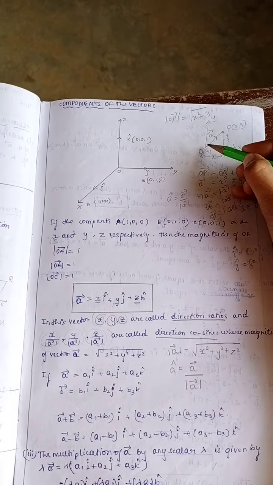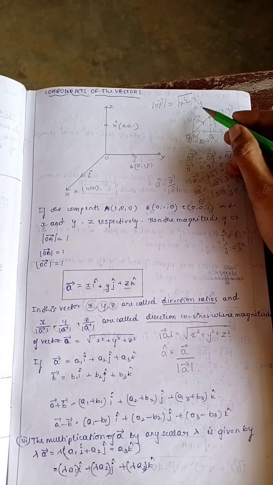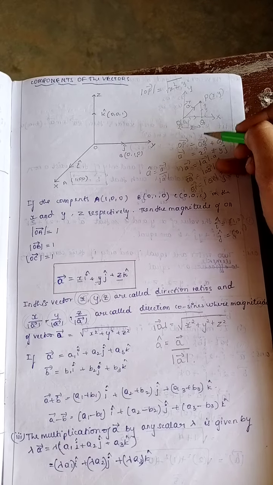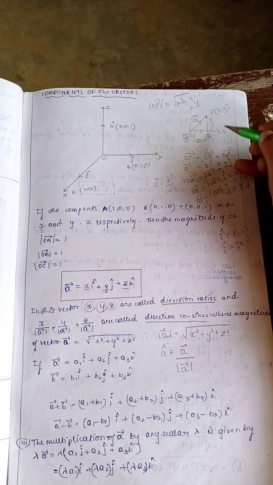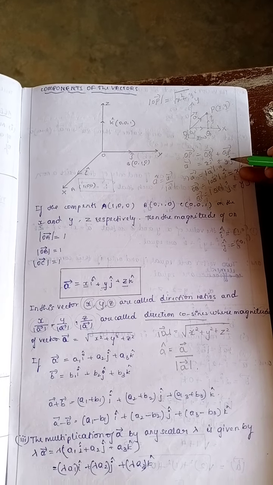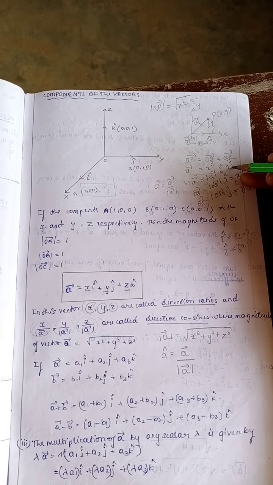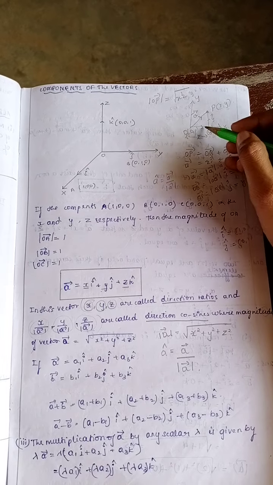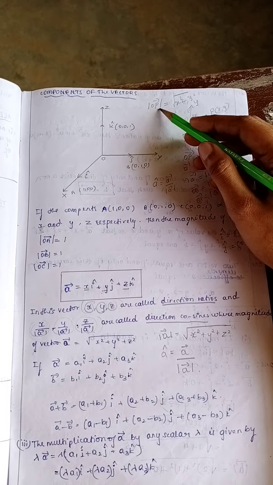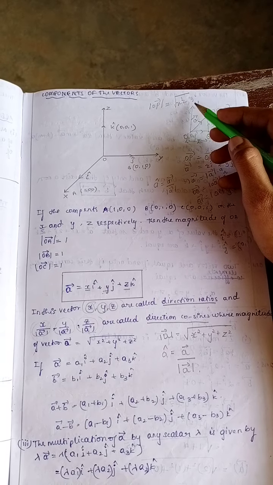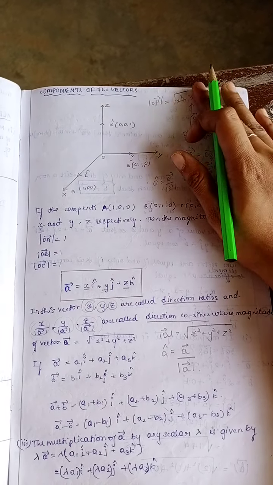Therefore for any point P on a two-dimensional plane, the vector OP, that is vector A, is equal to x into I cap plus y into J cap. Here I cap and J cap are the unit vectors along the x axis and y axis respectively, and the magnitude of vector A is equal to square root of x square plus y square. This is for two-dimensional.